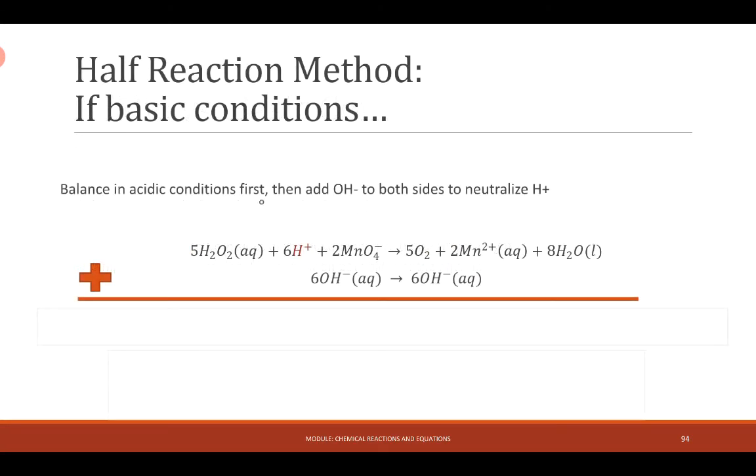So let's convert our previous reaction into basic conditions. You can see that we were left with 6 H+. That's acidic. So I need to add the same amount of OH- ions in order to neutralize all of that H+. And that will leave me with 6 waters, because 1 H+ and 1 OH- makes 1 water.